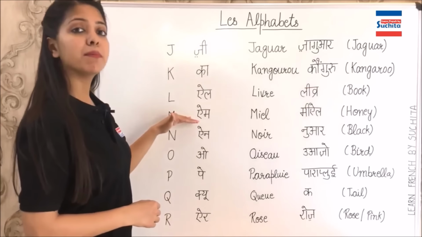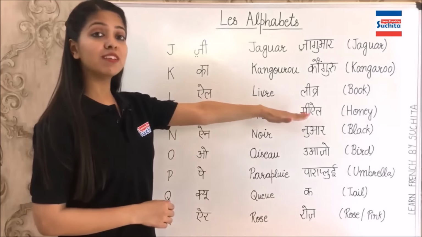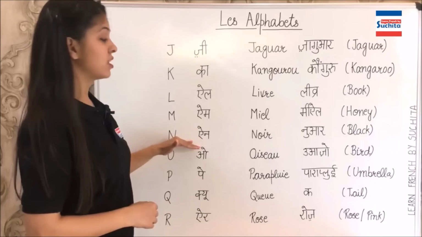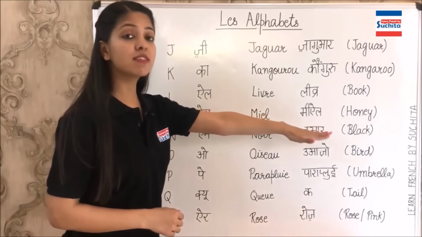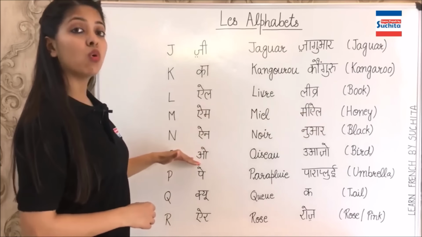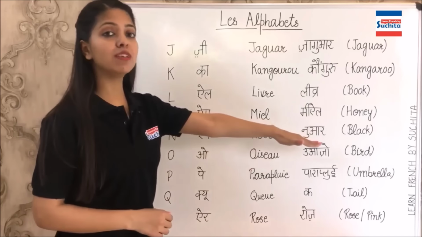Next, M, miel, and the meaning is honey. Next is N, the word is noir, and the meaning is the black color. Next is O, oiseau, and the meaning is bird.